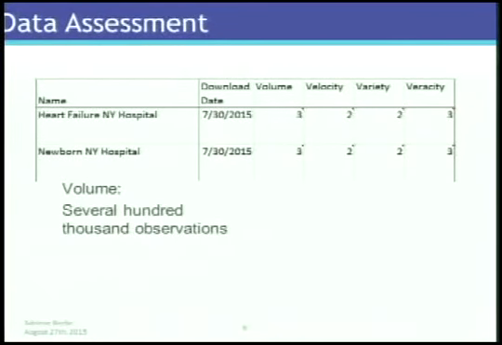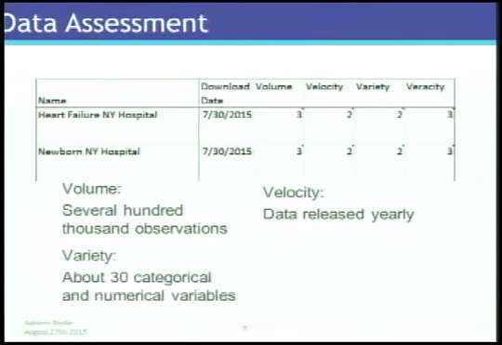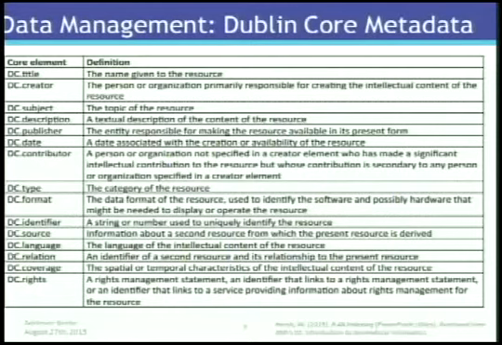Maybe not big data, but bigger than something that had only a couple hundred observations. Velocity, it's okay. It's released yearly, pretty regular, even though it's not necessarily what we call streaming data, constantly being produced. It's not terrible. Variety, about 30 variables, which is okay. Veracity, this is from the New York State Health Department, so probably a pretty good, reliable source.